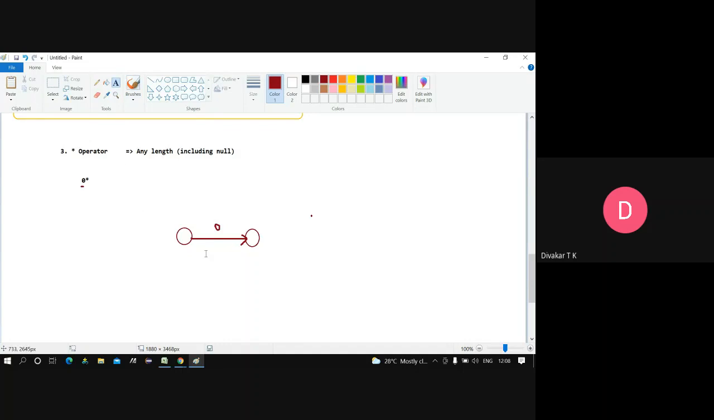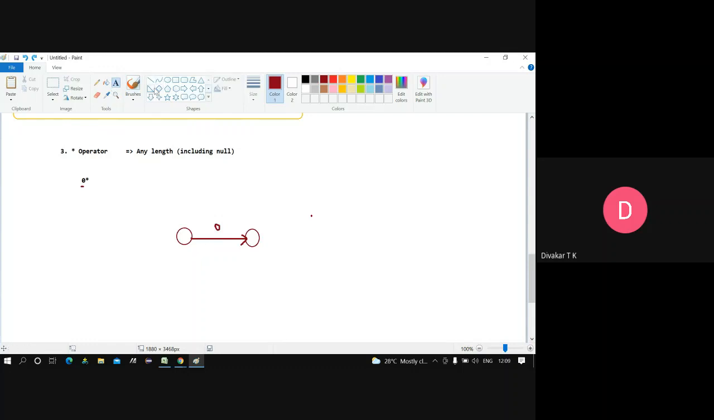Okay, yes. Now for 0 star, we have to send any length, meaning epsilon also, including 1 zero, 2 zeros, 3 zeros, correct? 4 zeros like that. Okay, any length here. Okay, great. Now it's an easy way here.